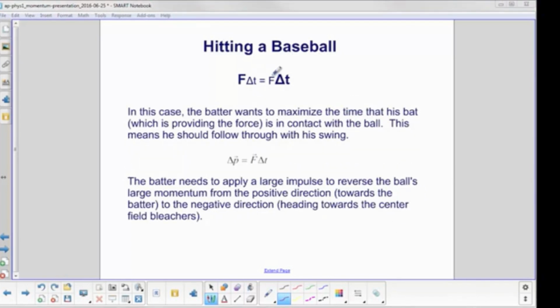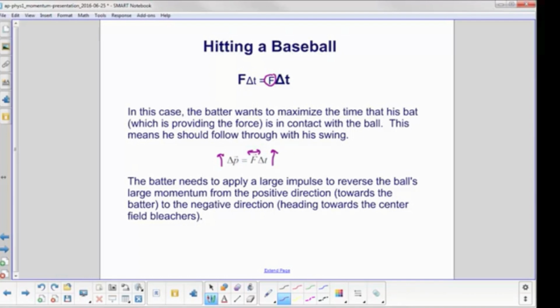What we have here is a given force by the batter, and the batter wants the largest possible momentum change. So there's the force. That stays the same. So what does the batter want to do? He wants to maximize the time that his bat, which is providing the force, is in contact with the ball. That means he should follow through with his swing. So by increasing the time that the ball is stuck to the bat, he'll increase the momentum.